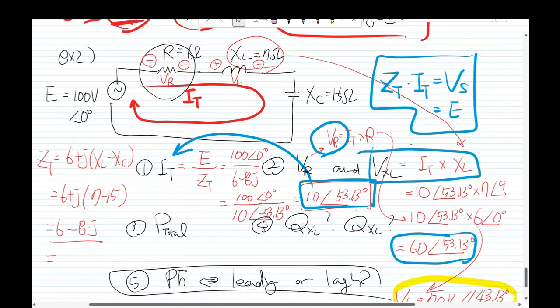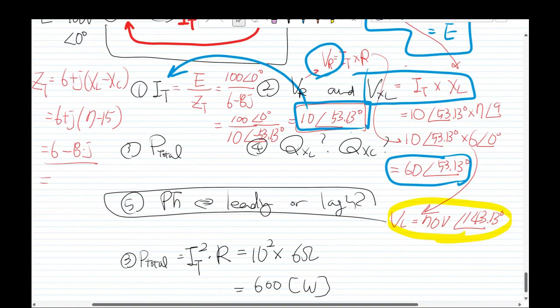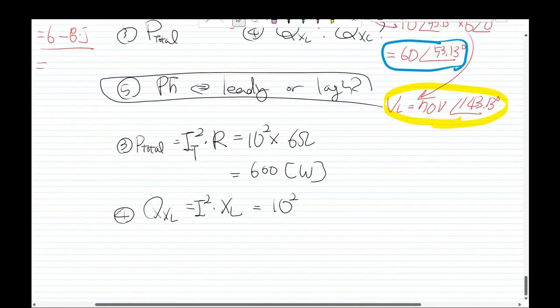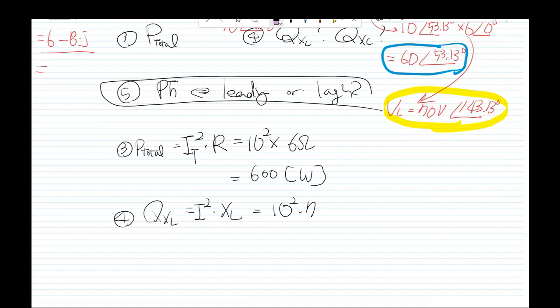So back to right there. 7 ohm. Sorry. So maybe I squared times X sub L. The I is equal to I sub T. So the I squared, 10 squared multiplied by 7 is 700 VAR. This is the unit for reactive power.